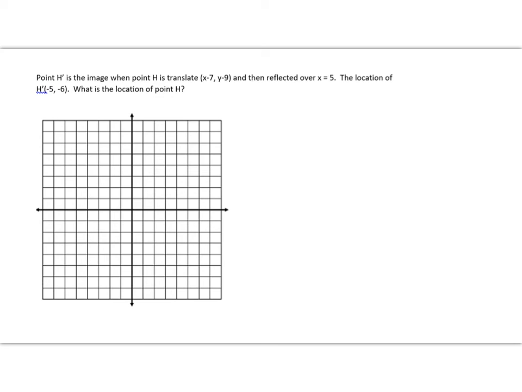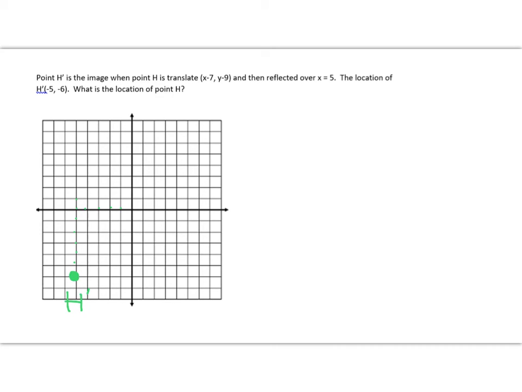Okay, moving on, let's go here. Point H prime is the image when point H is translated x minus 7, y minus 9, and then reflected over x equals 5. So the location of the image is at -5, -6. Let's go ahead and go to there. 1, 2, 3, 4, 5. -5, -6. 1, 2, 3, 4, 5, 6. So this is H prime.